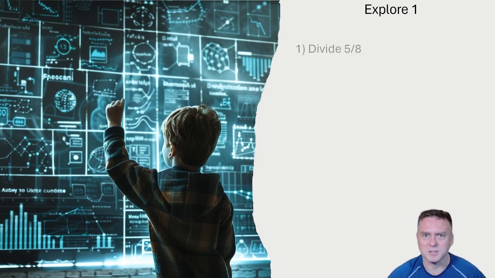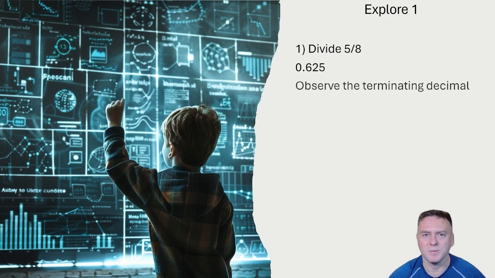Cool. So a little bit of an exploration now. Just pause the video and have a go at that and see how you go. So 5 divided by 8 gives you 0.625, which then hopefully you notice is a terminating decimal. Pause the video, have a go at that one.